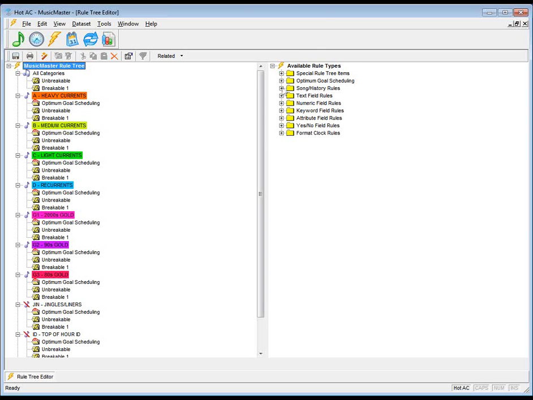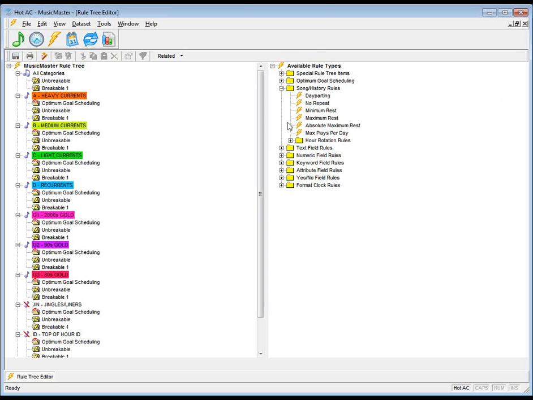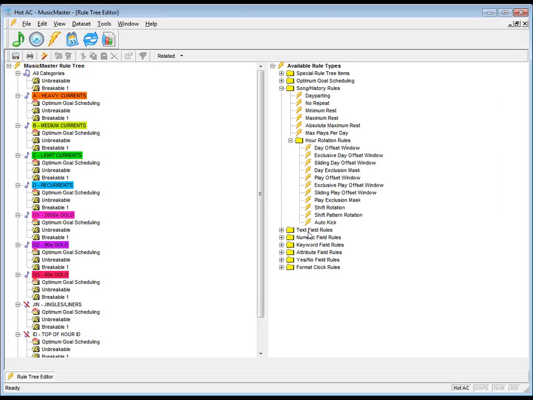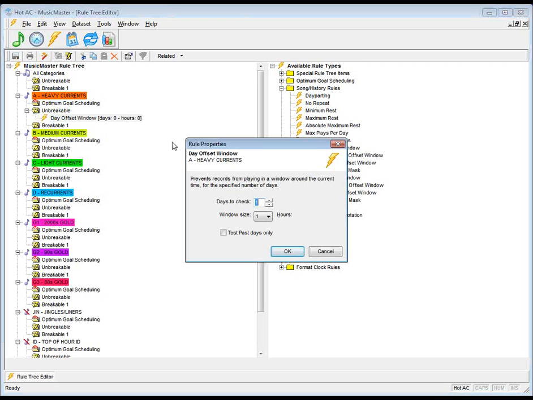And on the right side, under Song History Rules, we'll find a secondary folder called Hour Rotation Rules, and this is where we're going to spend our time. For starters, we're going to discuss day offset window and how that works. Anytime you see a lightning bolt in the rule tree on the available rule types, that's a rule you can turn on by dragging it across and dropping it into your folder of choice. Unbreakable is where I put this one.